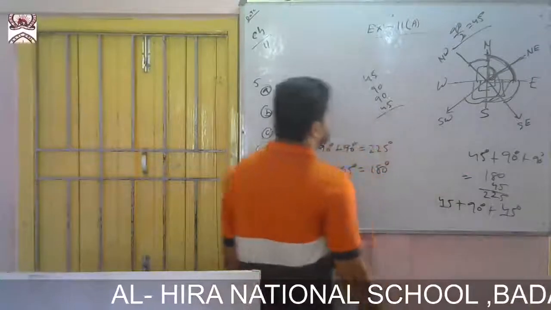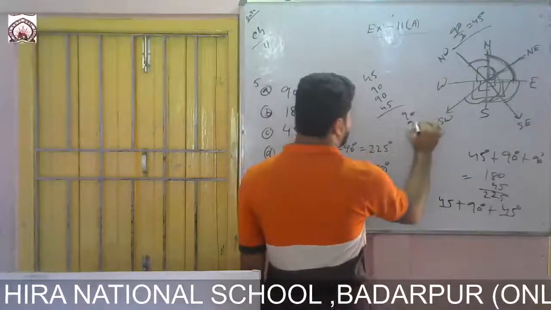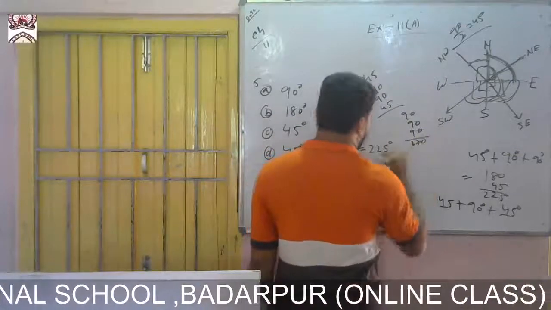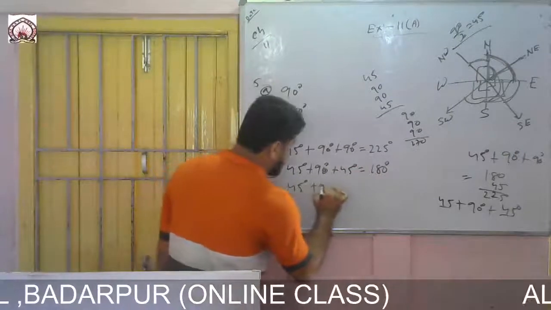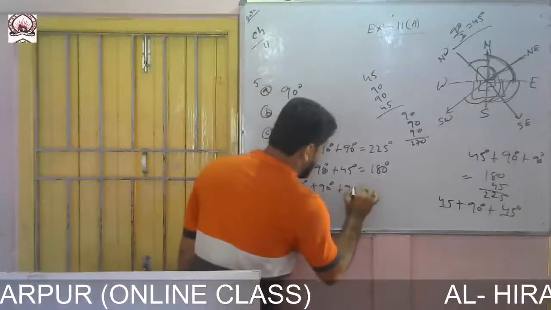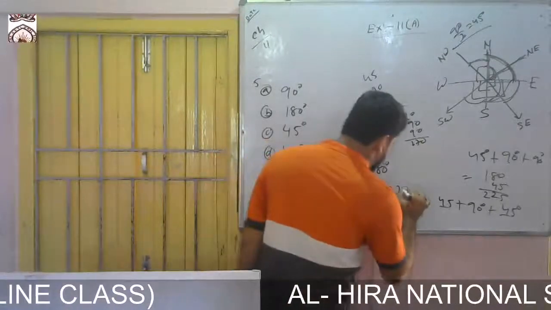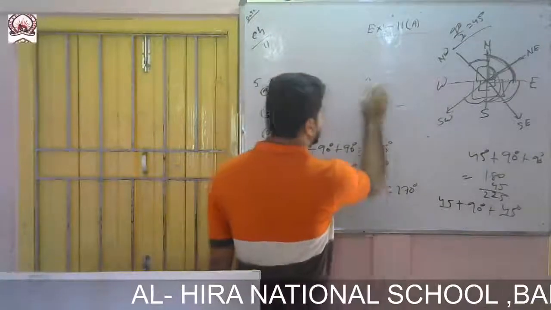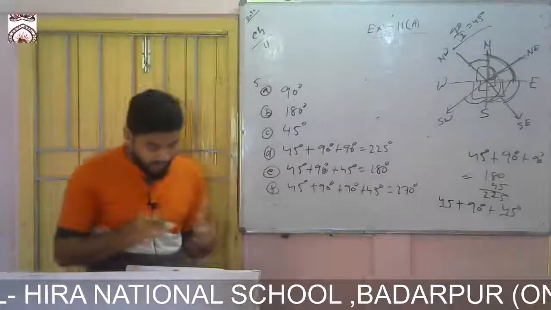So how many 90s? Multiplied. So 90 plus 90, again this 45, again 90. This is 270. So write like this: 45 degree plus 90 degree plus 90 degree plus 45 degree. It is 270 degree.